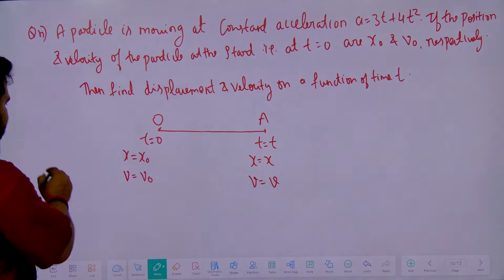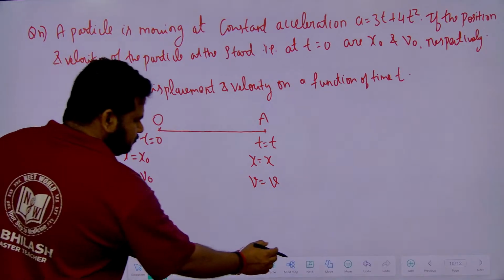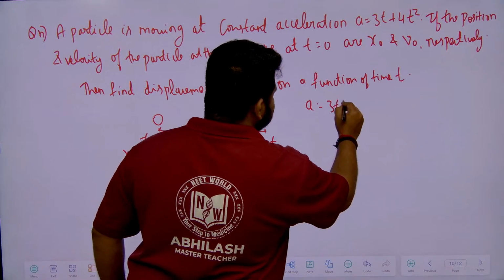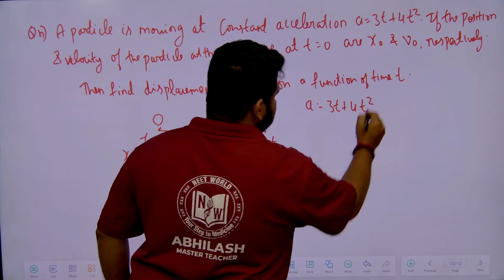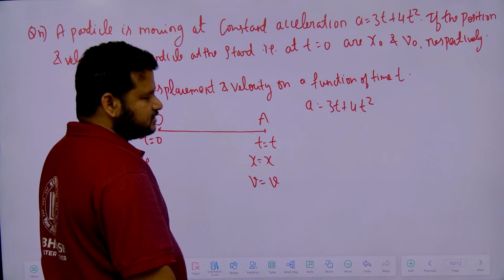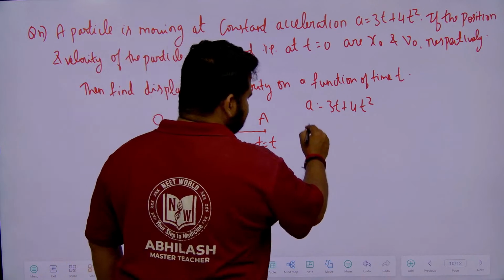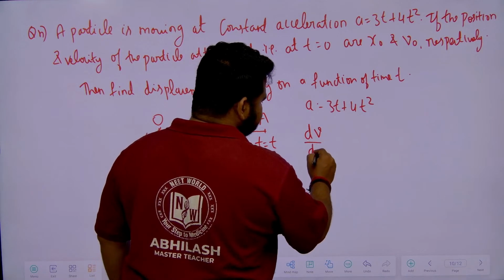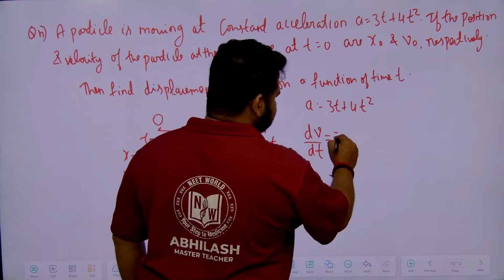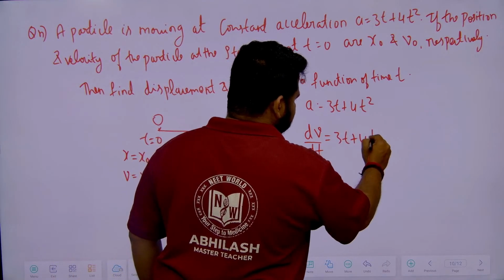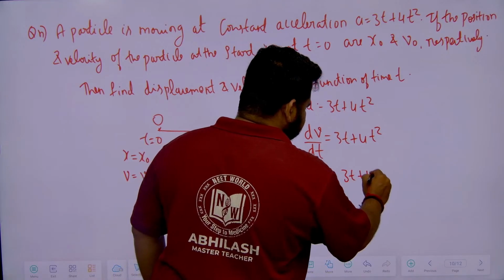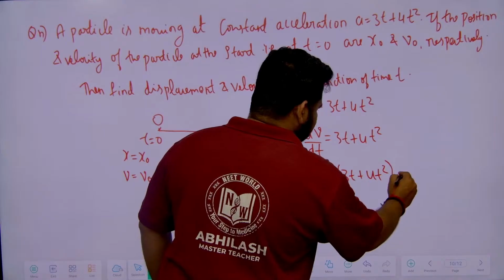So acceleration is given as what? See here. Let me write it here. Acceleration is given as 3t plus 4t square. Acceleration is nothing but dv by dt. dv by dt is 3t plus 4t square. I can write dv is equal to 3t plus 4t square bracket, I can send dt here.